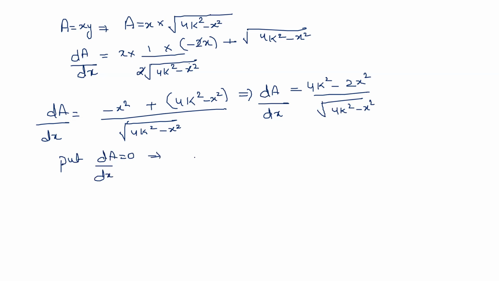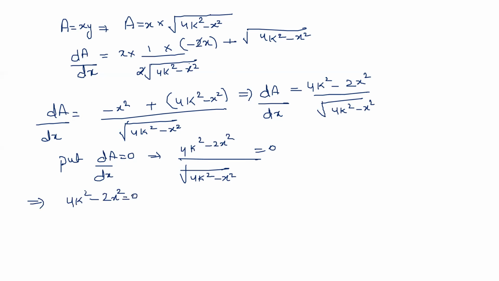So dA by dx is equal to 0. So you will get here 4k square minus 2x square by under root of 4k square minus x square is equal to 0. So here you will get 4k square minus 2x square is equal to 0. So take out 2 common, divide it, you get this, it's equal to 0. So x you will get here root 2k. That's correct, Atif. Please continue.